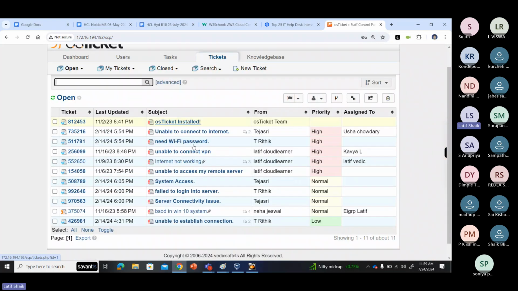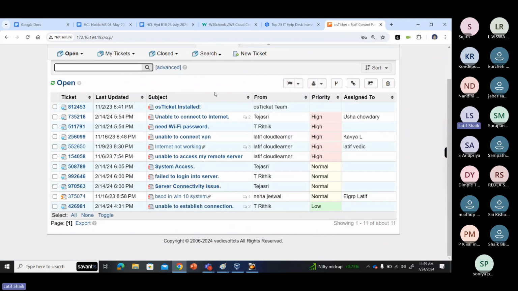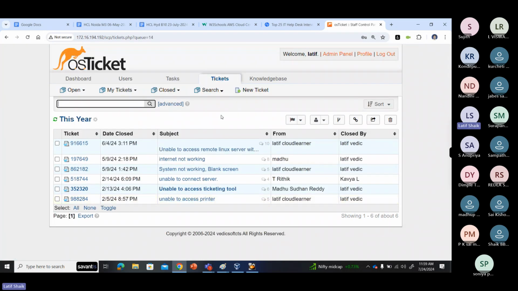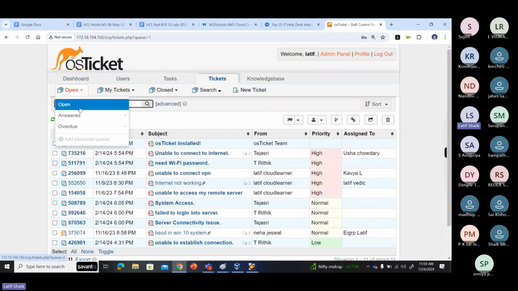These are the tickets I received at my service desk from different people, like Latif Cloud, Tejasri, Neha Jaiswal, Ritik. From these people, different types of issues have occurred. Some are completed, some are done. These issues are resolved, and these issues are still open, meaning these issues are not yet resolved.